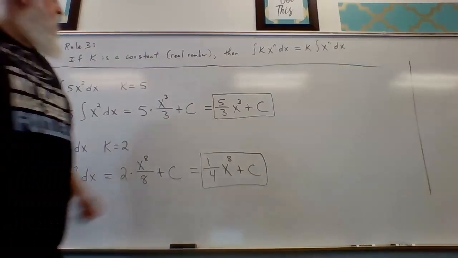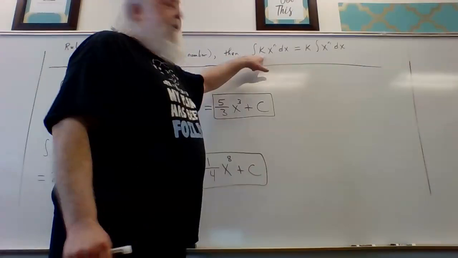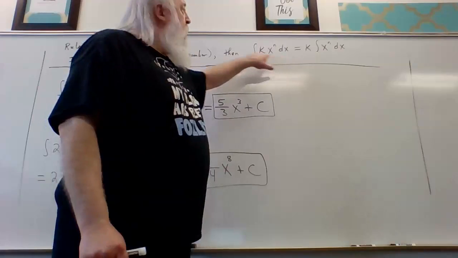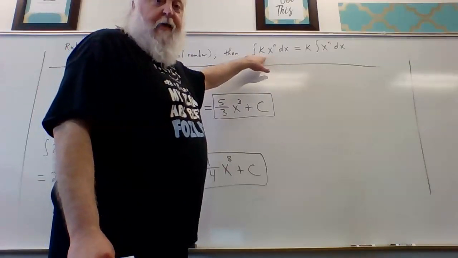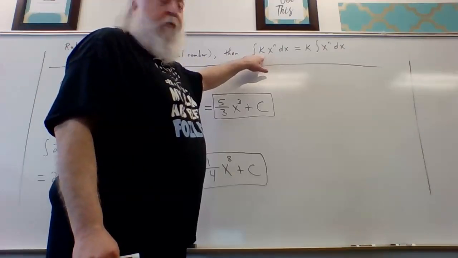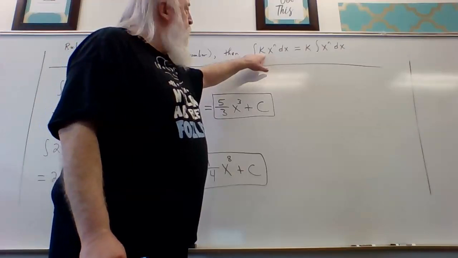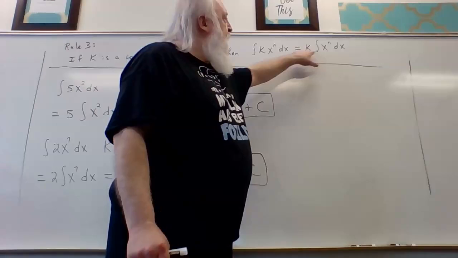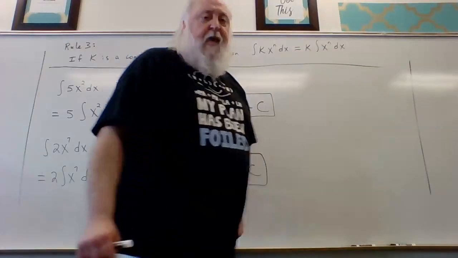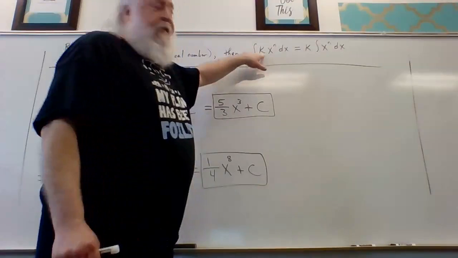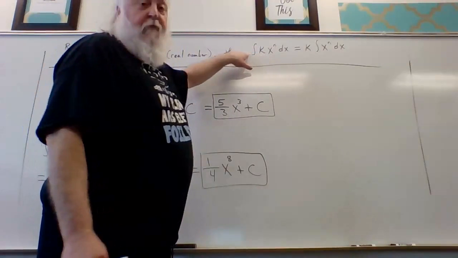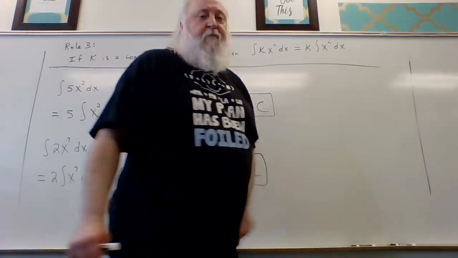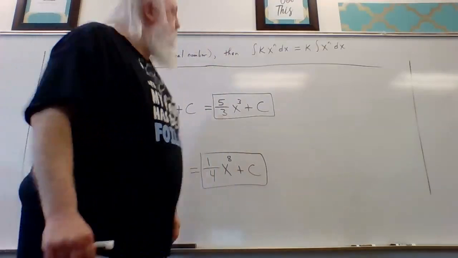If k is a constant, a real number, then the antiderivative of k times x to the n with respect to x, k is just a multiplicative constant. We can bring this k out in front of the integral sign, and we have k times the antiderivative of x to the n with respect to x. So k is a multiplicative constant. We can just bring it out in front of the integral sign and multiply it by the antiderivative of x to the n with respect to x.